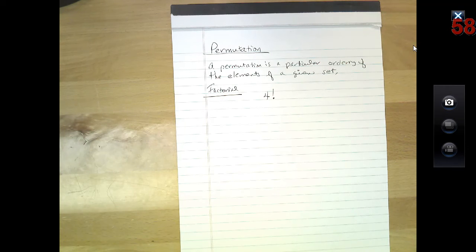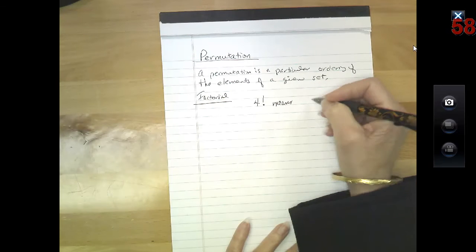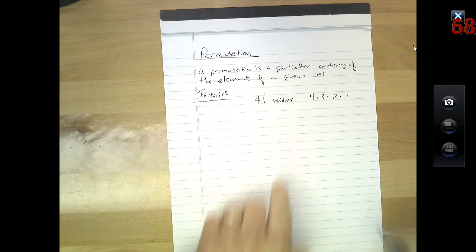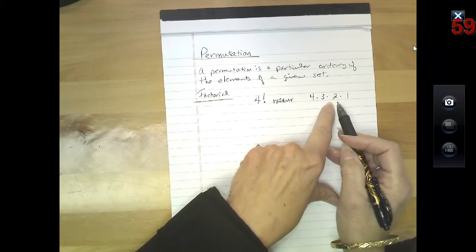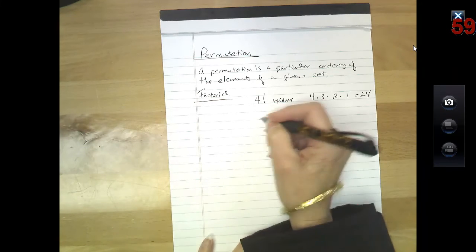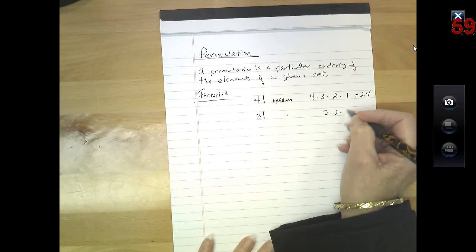Okay, 4 factorial means 4 times 3 times 2 times 1. And that would get you your answer. 4 times 3 is 12. 12 times 2 is 24. Times 1 is 24. If you had a 3 factorial, that means 3 times 2 times 1.